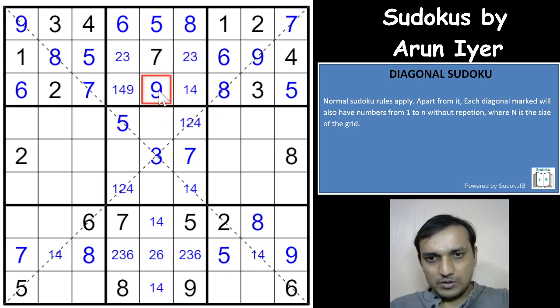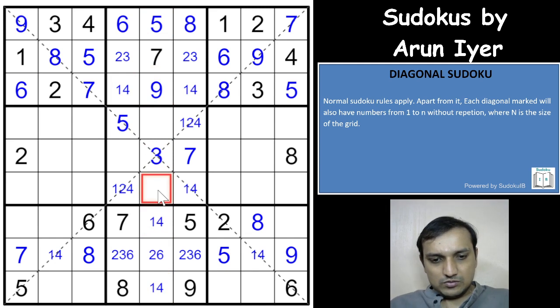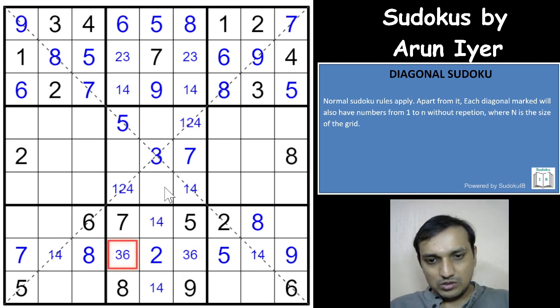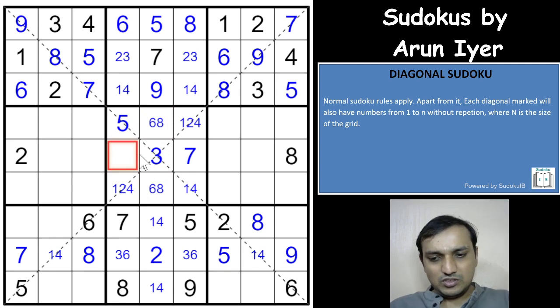1 and 4 cannot be here, so this cell would have to be a 9 because of the 1 4 pair here. So you have 5 7 9 3, 1 and 4, 2 6 and 8. So you cannot have 2 in any of these two cells because of the 1 2 4 triplet. So this cell is a 2. These two cells are 6 and 8 in any order. So which means this cell would have to be a 9.